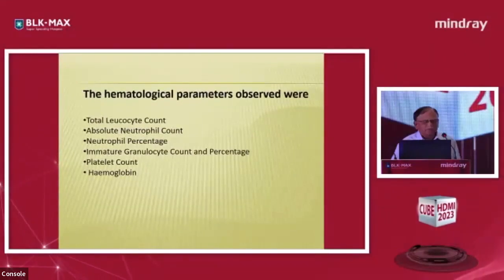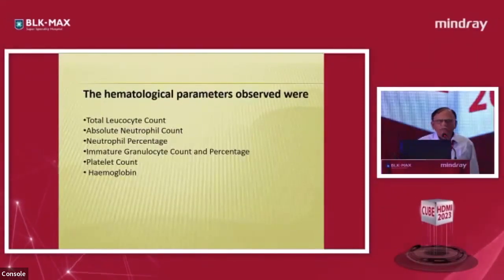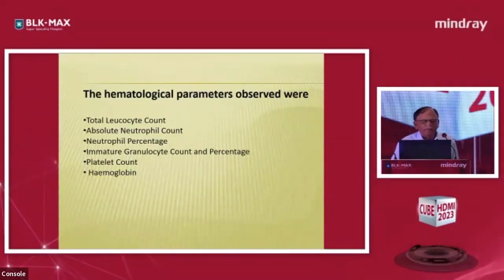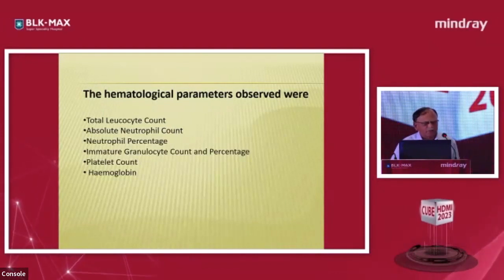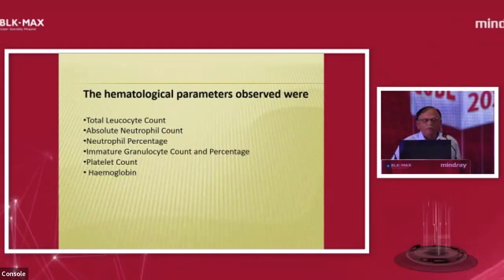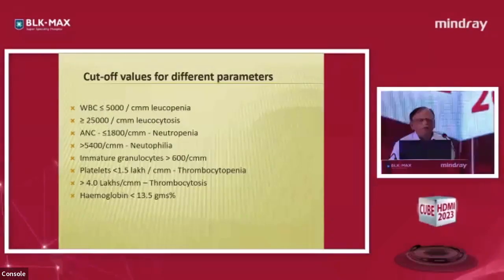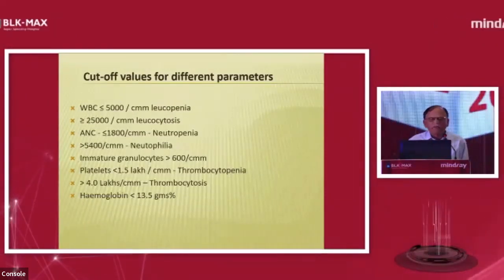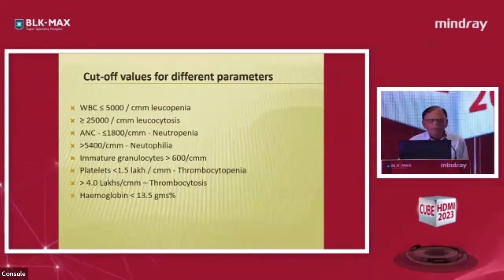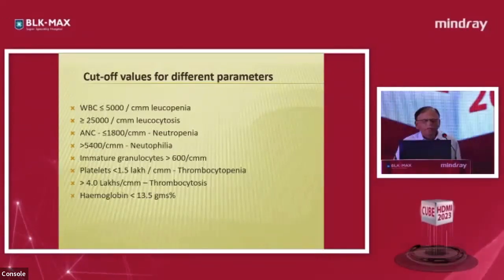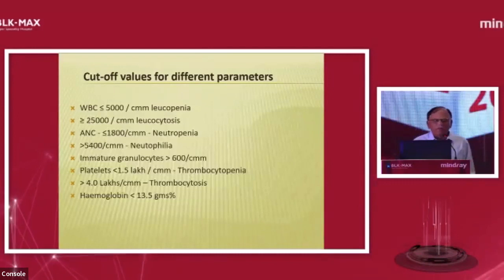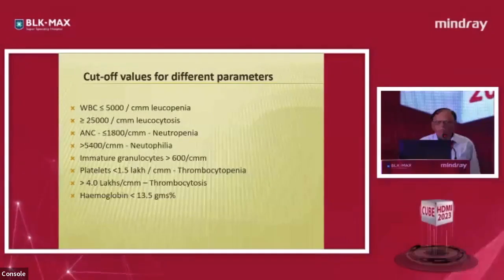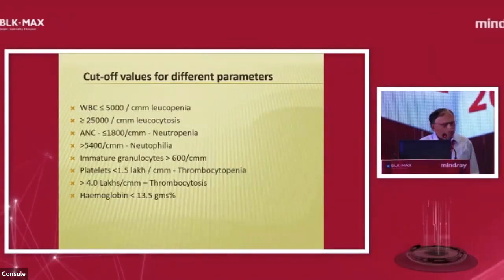The hematological parameters observed were total leukocyte count, absolute neutrophil count, neutrophil percentage, immature granulocyte count and percentage, platelet count, and hemoglobin. And the cutoff values for the different parameters were: WBCs less than 5,000 we called leukopenia, and more than 25,000 we called leukocytosis. Then absolute neutrophil count less than 1,800 per cubic millimeter was neutropenia, and more than 5,400 per cubic millimeter was neutrophilia.